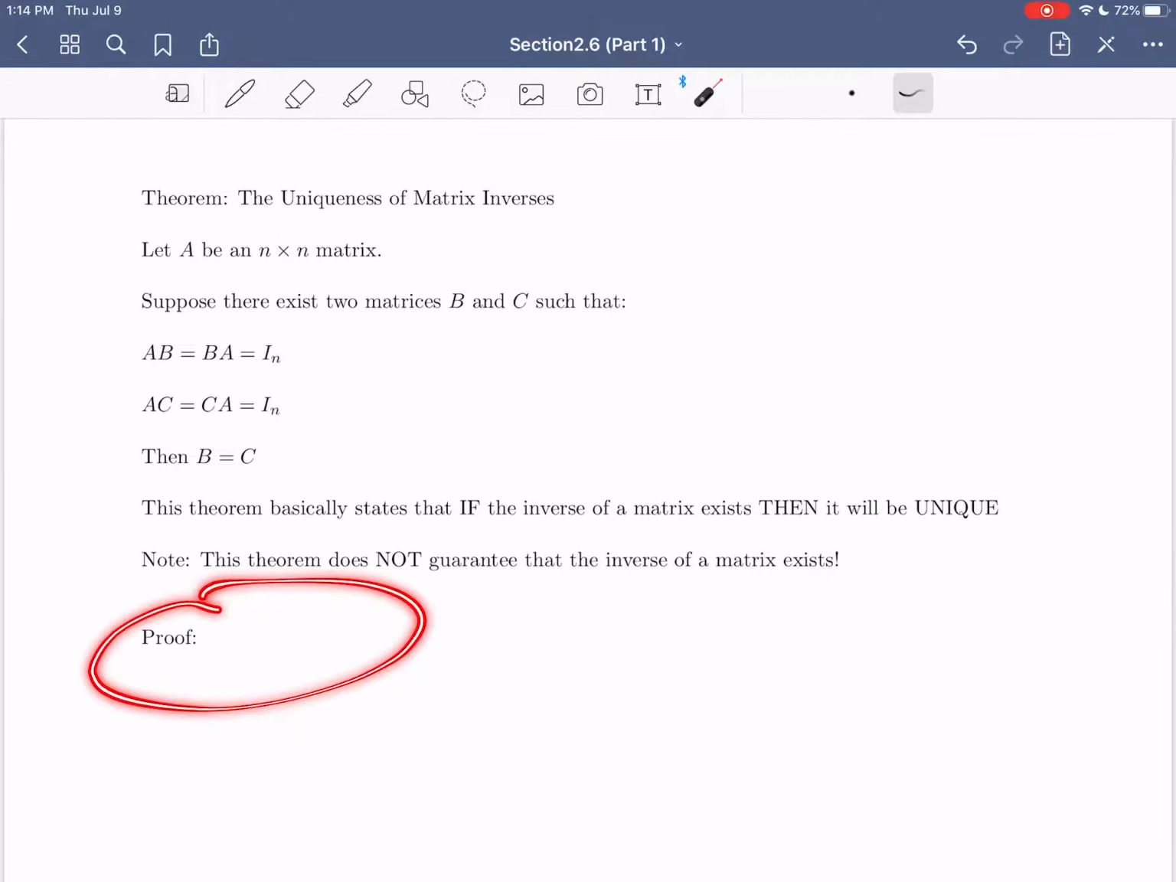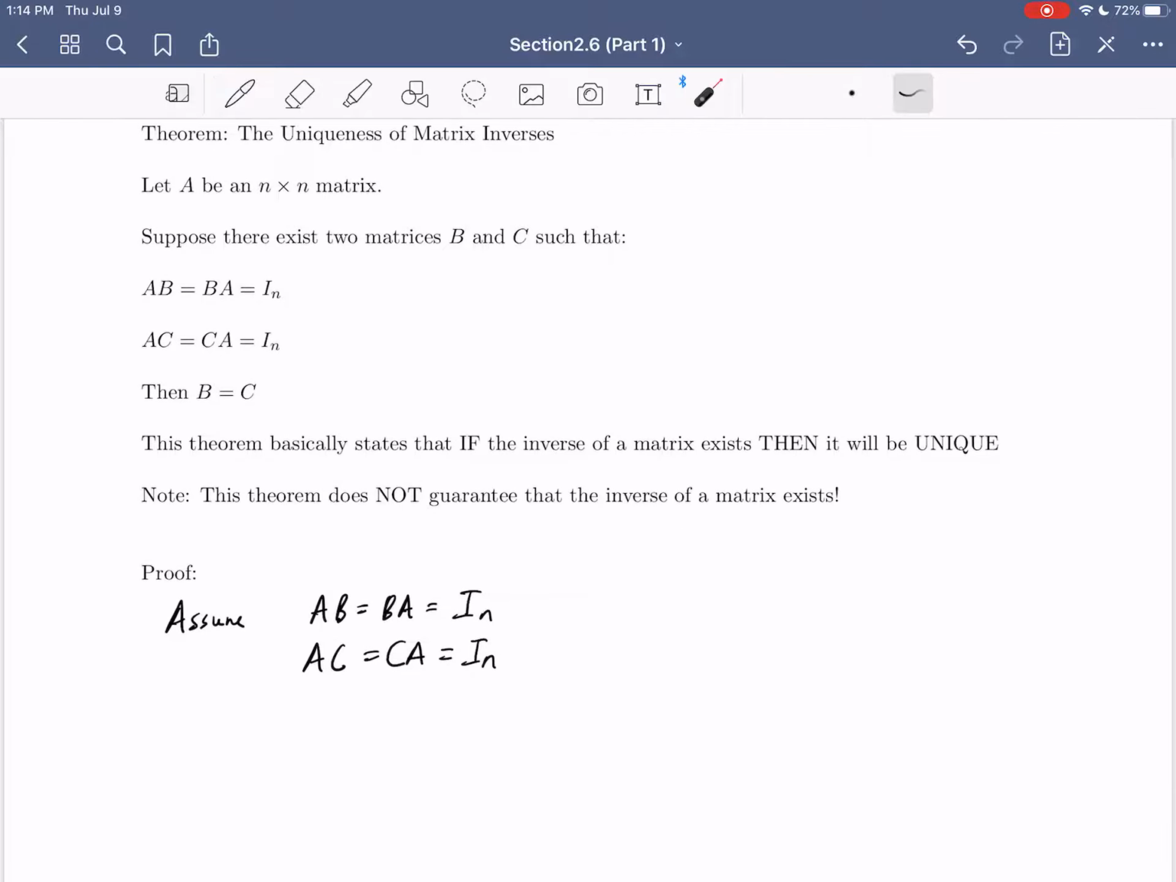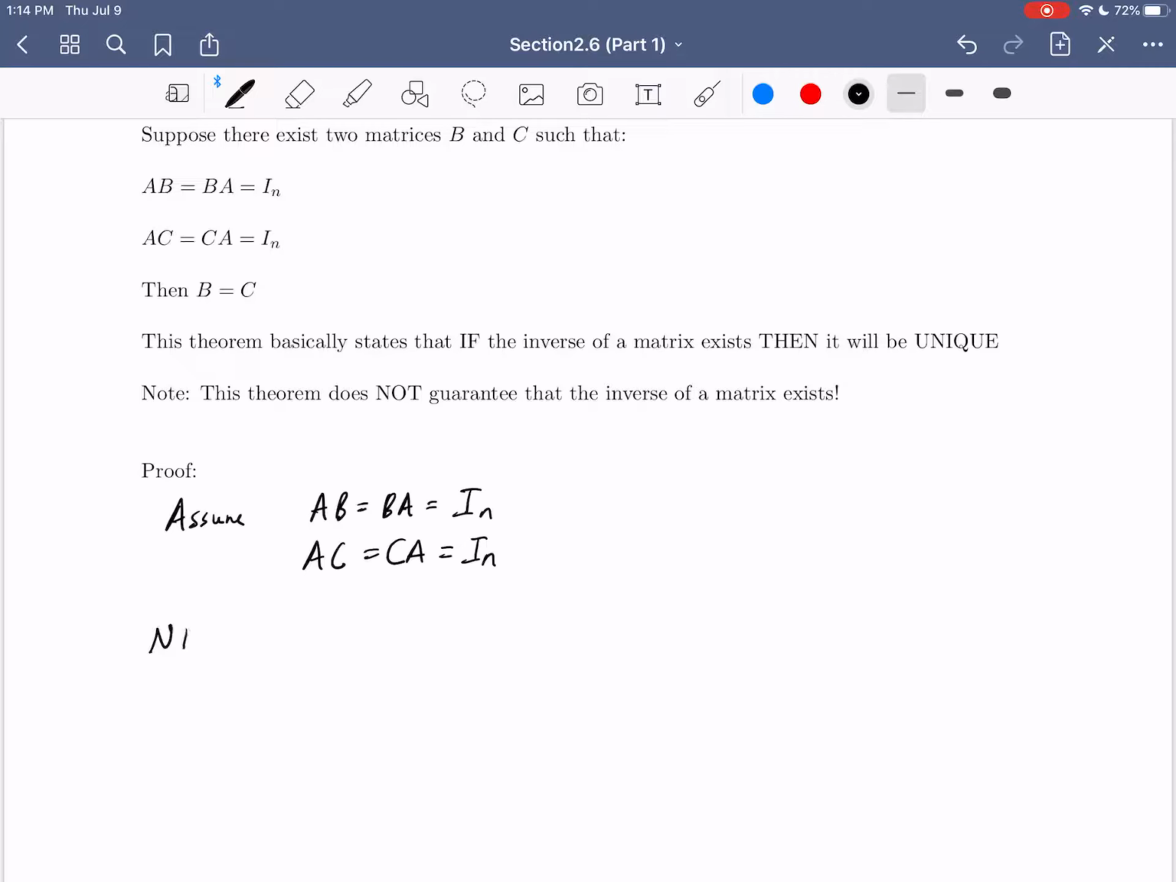All right, let's see if we can come up with a proof for this. So what do we need to show? We get to assume these statements up here. So we get to assume AB equals BA equals I_n, and we get to assume that AC equals CA equals I_n. And what we need to show is that B equals C.